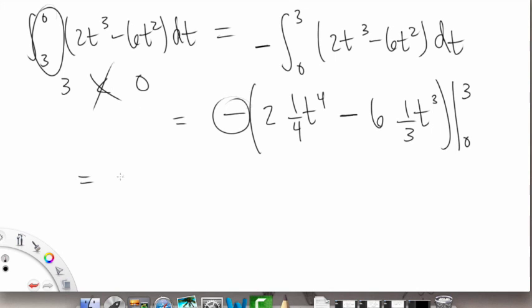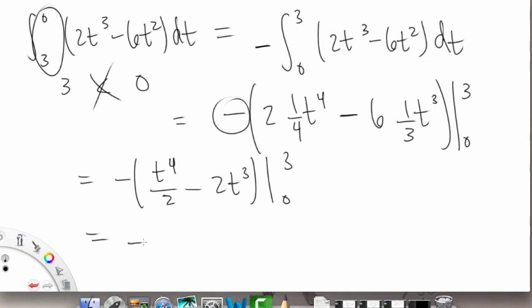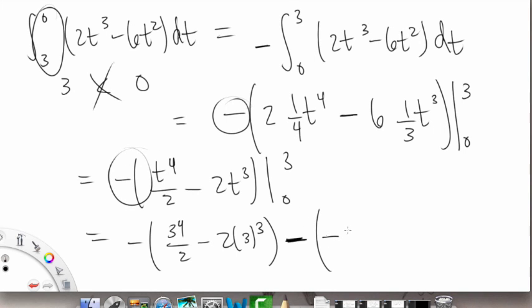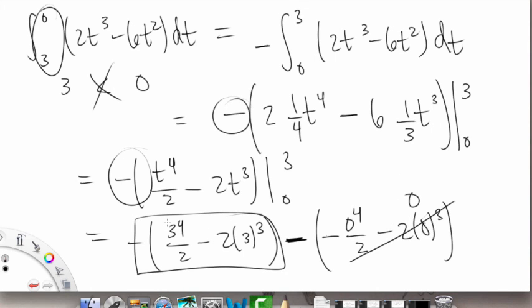This turns into the negative of t to the 4th over 2, or 1/2 in front, minus 2t to the 3rd, from 0 to 3. Now that we have that, we can plug in the 3 and then plug in the 0. So negative of 3 to the 4th over 2 minus 2 times 3 to the 3rd, and then minus, that comes from the fundamental theorem of calculus, minus another minus is not going to matter because we're going to plug in 0 anyway, but I want to stress that. So 2 times 0 to the 3rd, all of this turns into 0, and let's work with the remaining term on the last slide.